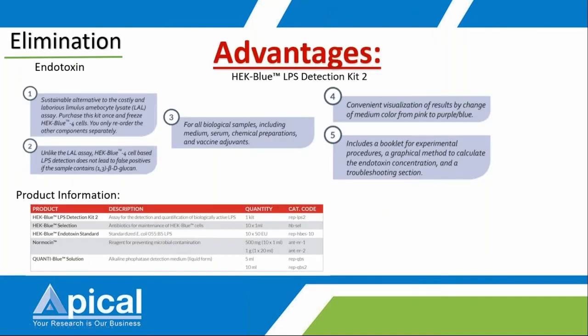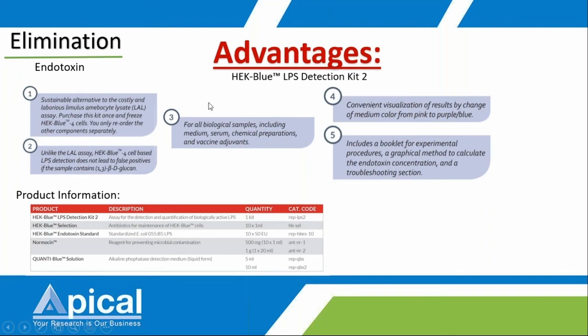So what are the advantages of using this particular kit? It is an alternative to the Limulus amoebocyte lysate, which is the LAL assay. You can purchase this kit and freeze it, then thaw and reuse it. It is not that once you have opened it you have to use it all. And unlike the LAL assay, this HEK-Blue is based on LPS detection and does not give you a false positive result if the sample contains 1,3 beta-D-glucan. So this also makes it an advantage.